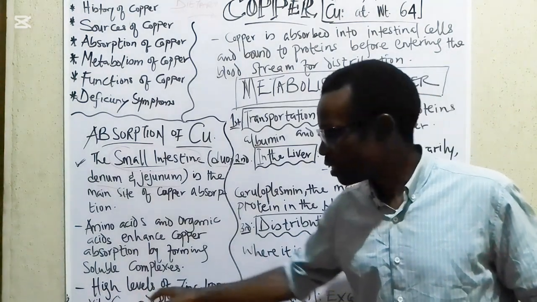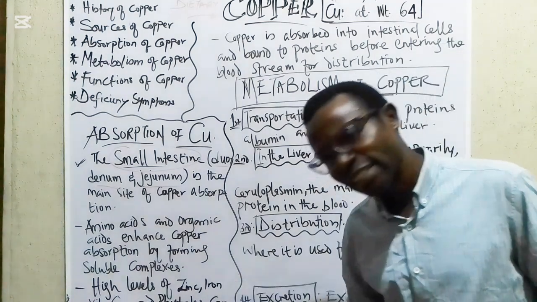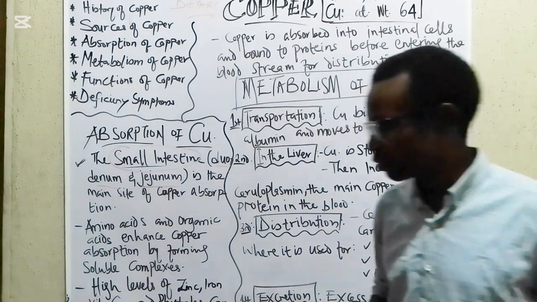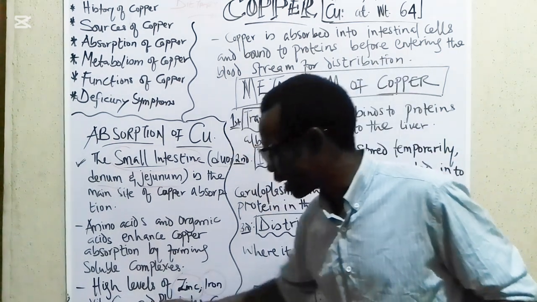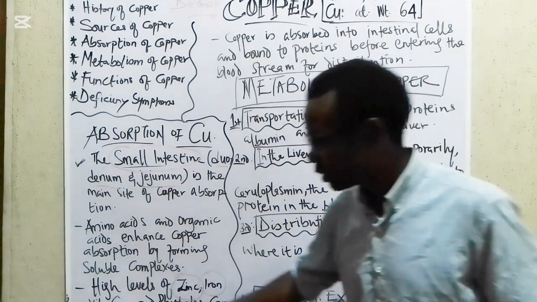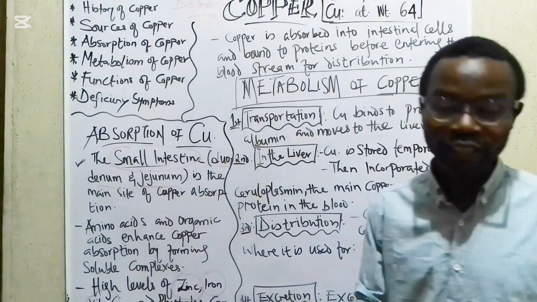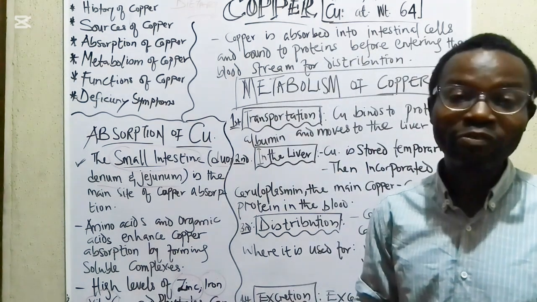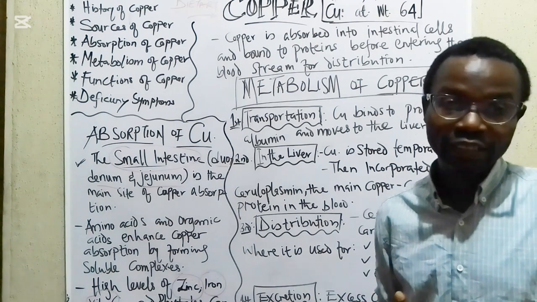Also, high levels of zinc, iron, vitamin C and phytic acid can reduce copper absorption. What does that tell us? That there is a kind of antagonistic relationship between copper and zinc, between copper and iron, and vitamin C, ascorbic acid. And that's what we talked about, other organic acids, and also some phytates. What are phytates? Phytic acid and salts of phytic acid.